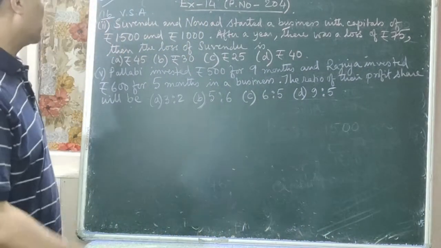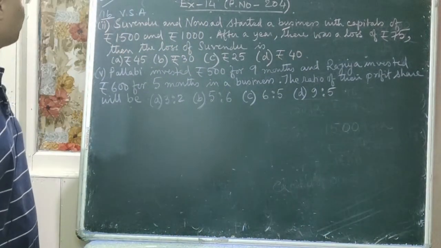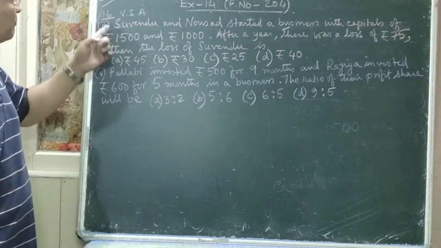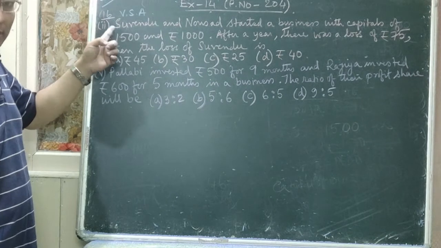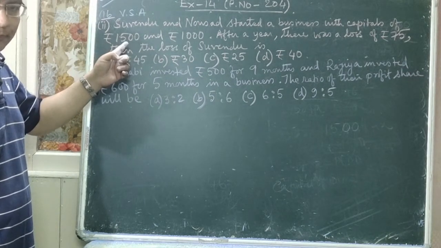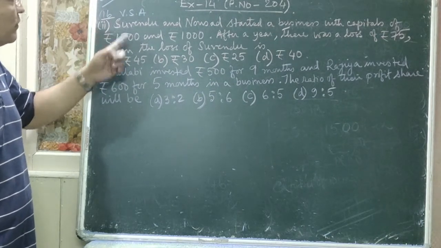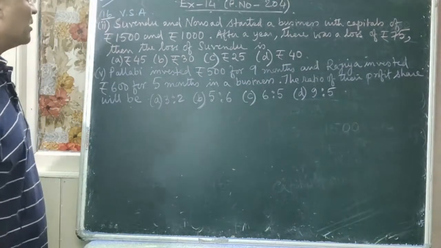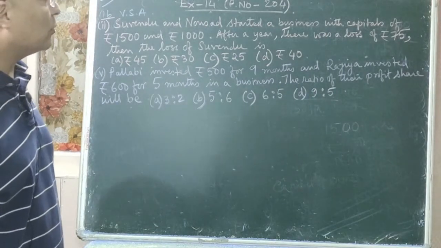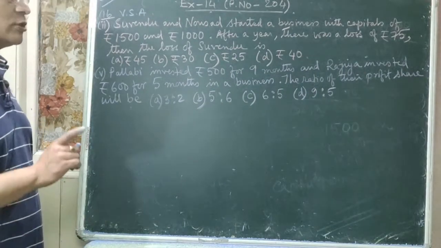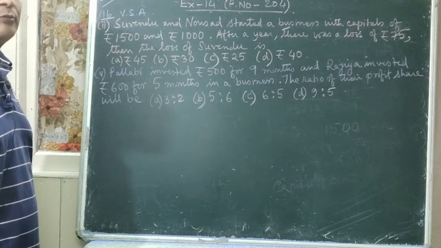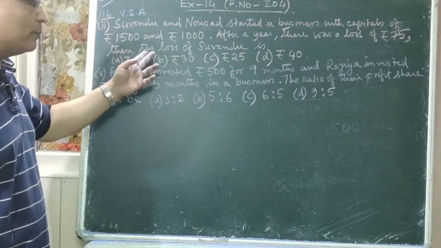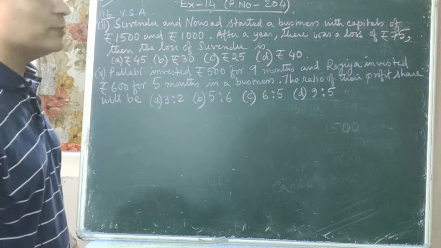Now we'll do the next question, that is question number 5. This 16 number 2 will be homework. So for 16 number 2, you have to understand the question and you can do the problem. 16 number 2 is: Suvendu and Nausad started a business with capitals of rupees 1500 and rupees 1000. After a year there was a loss of rupees 75. Then the loss of Suvendu is, which one is the correct option? A rupees 45, B rupees 30, C rupees 25 and D rupees 40.